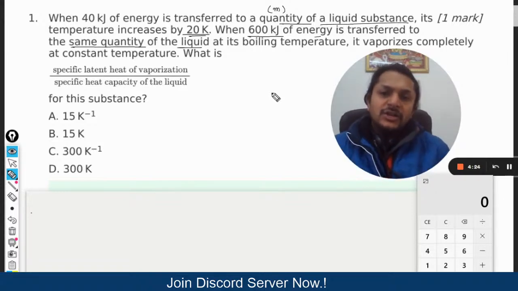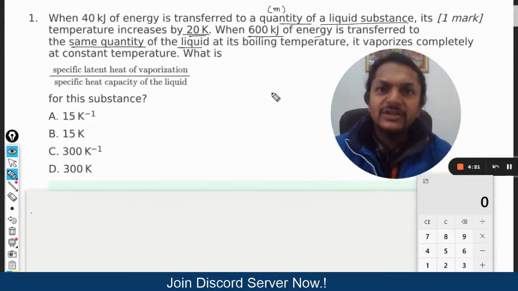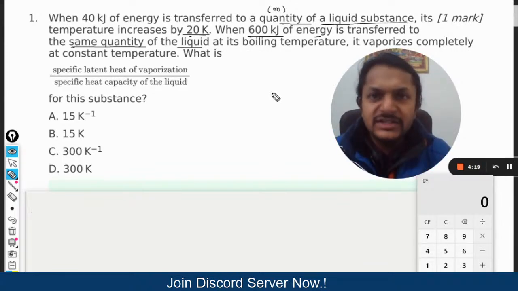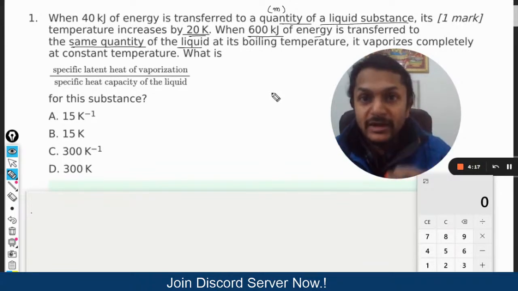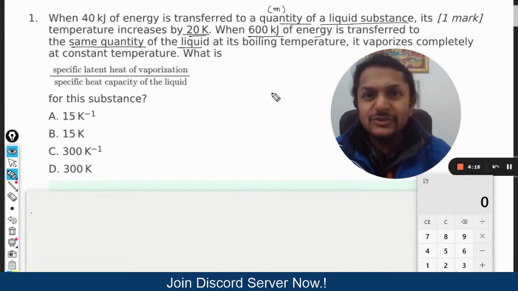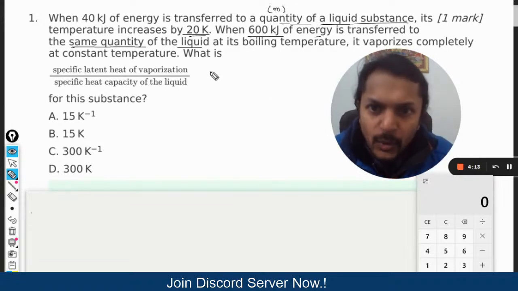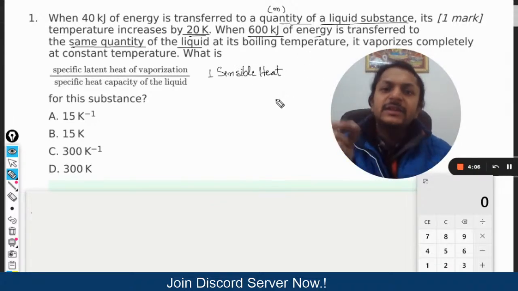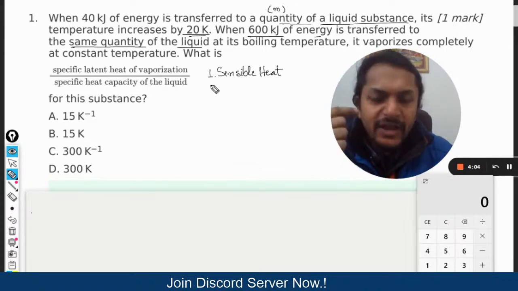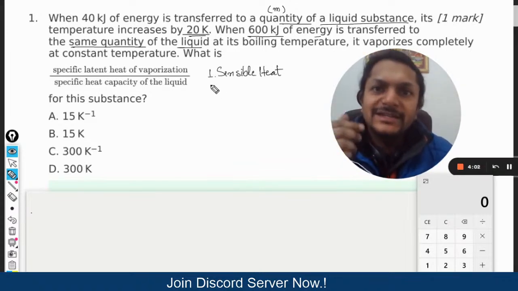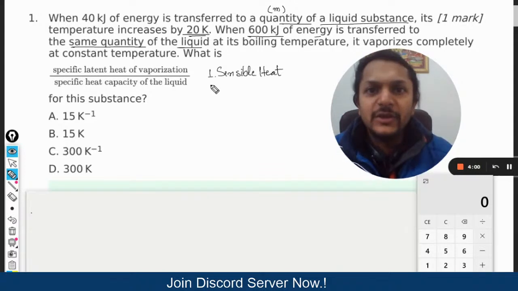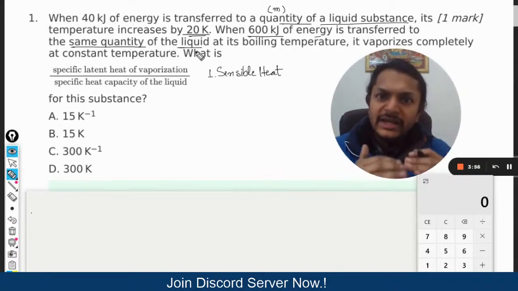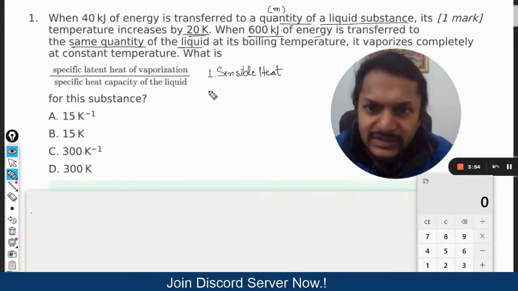Okay, fine. So my dear students, as we all know, whenever heat is supplied to a substance, it can be used in two manners. The first kind of heat is known as sensible heating. Now, what is this sensible heating? Sensible heat is the heat which, when absorbed by a liquid, increases the temperature of the liquid. So in this question, we are going to compare these two heats, that is sensible heat and the second one is the latent heat.